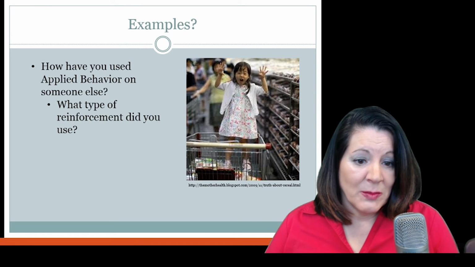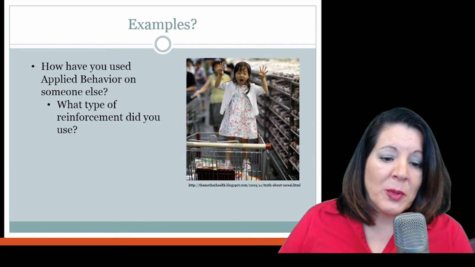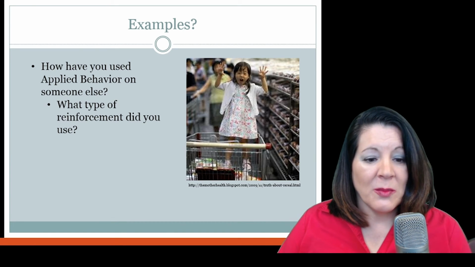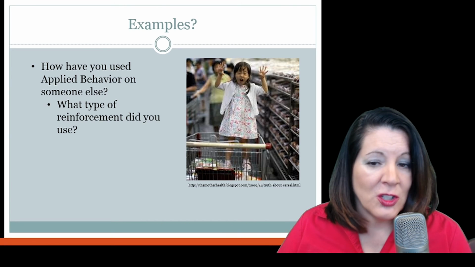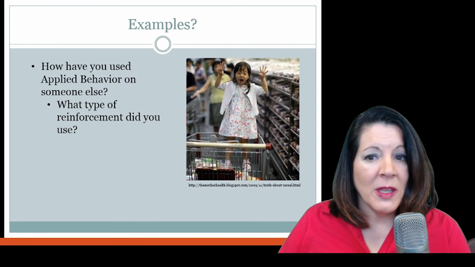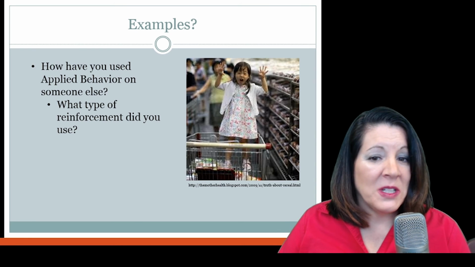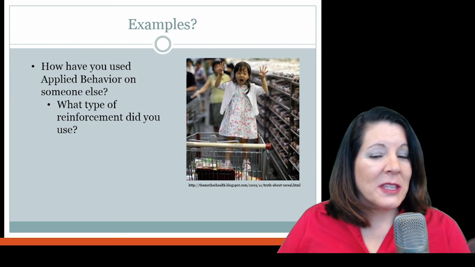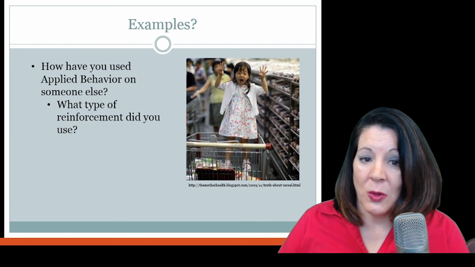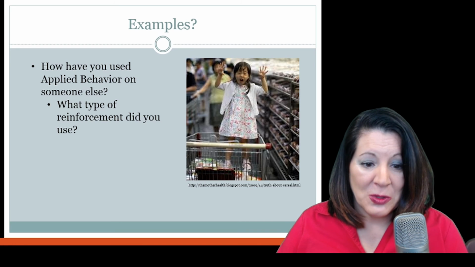So for this segment, what I would like you to do is think about how you've used applied behavior on somebody else. Remember how I said at the beginning that you've probably used this frame of reference more than you realized, and we all maybe have tried to encourage someone else to do something that we desired out of them, or to get them to stop doing something that we don't like. What type of reinforcement did you use in order to do that?